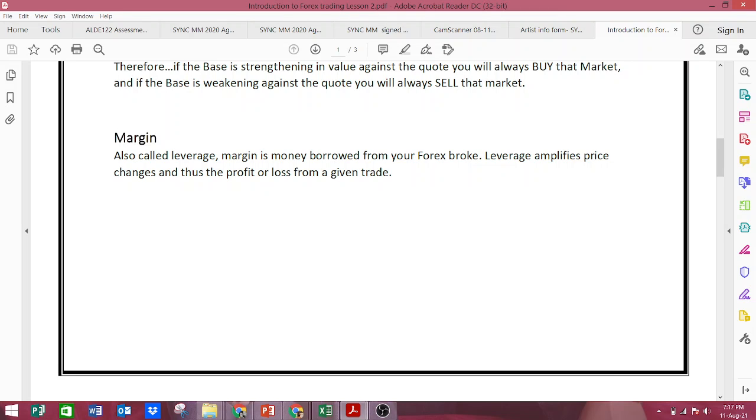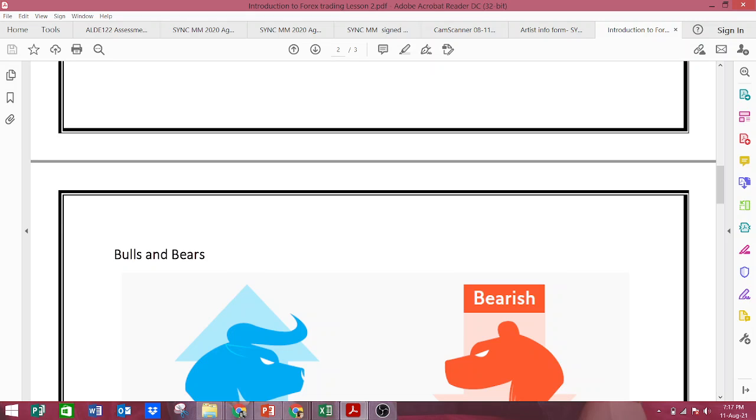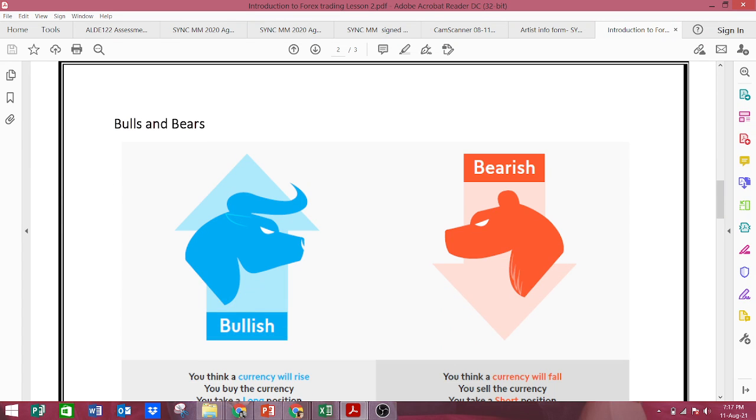But the disadvantage is that you can easily blow that 100 USD in a short period of time because you are trading with more than what you have. Okay, so it's almost like a loan, if you can put it that way.